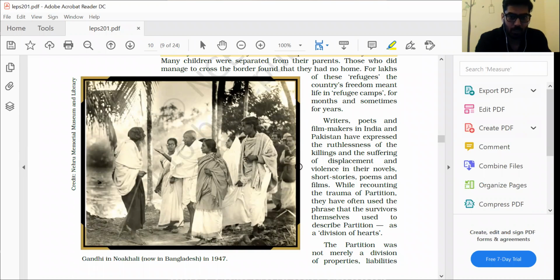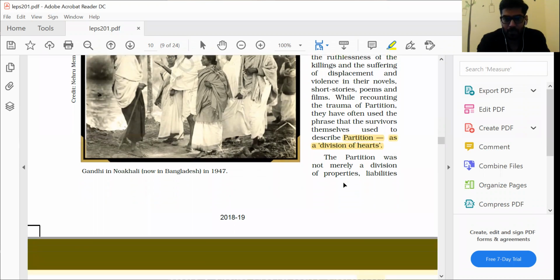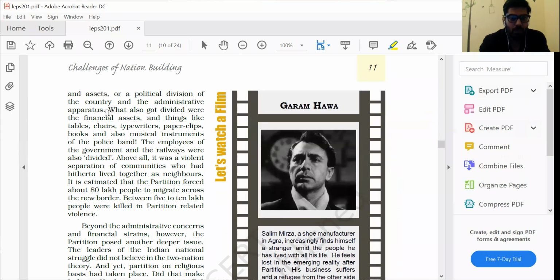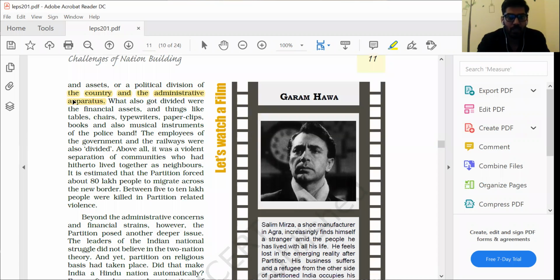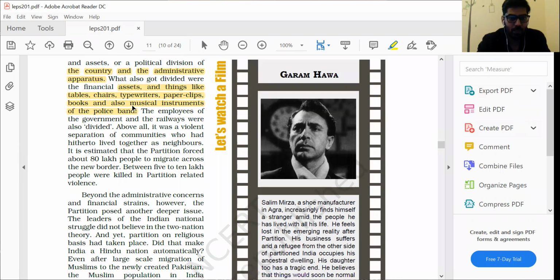So you see Gandhi in Noakhali, genocide actually happened in Noakhali. That's in Bangladesh right now. So Gandhi was there trying to pacify the situation. So it was actually a division of hearts, as the writers and filmmakers in India and Pakistan have called it. So it was not only a division of property, liabilities, and assets, a political division of the country and the administrative apparatus. Financial assets of British India were divided. Things like tables, chairs, typewriters, paper clips, books, and musical instruments of the police band were also divided. That this will remain in India, this would go to Pakistan. Employees of the government and the railway were also divided.